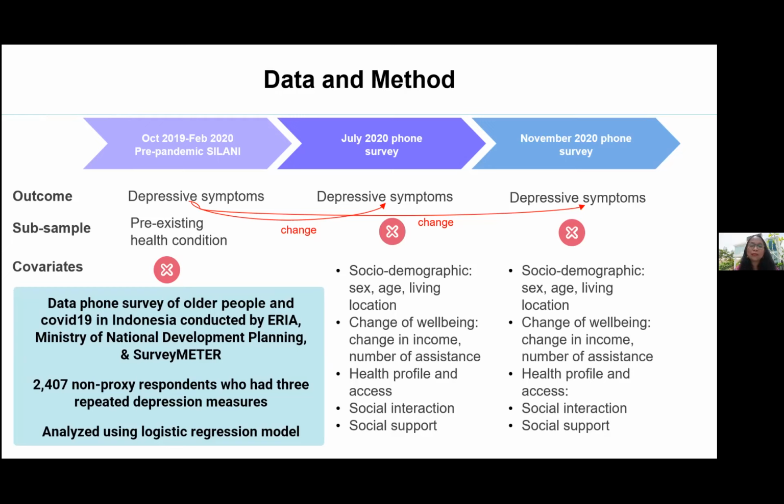The dependent variable will be the change in depressive symptoms during the pandemic condition in July 2020 compared with the pre-pandemic situation, and also the same for the November situation compared with the pre-pandemic situation. We create the subsample based on the pre-existing health condition. Then for the covariates, we use all the information mentioned by Pak Dinar in the previous slide. We are working with the 2,407 older persons who have these 3 points of data.